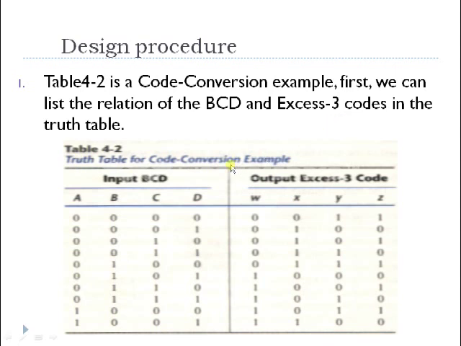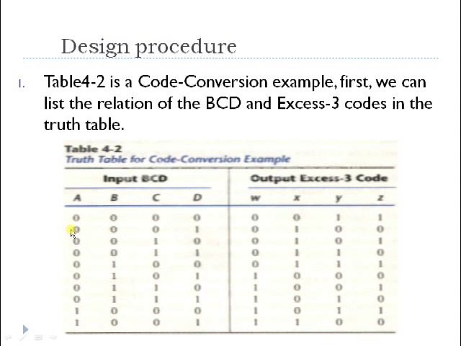Now let us draw the truth table here. A, B, C, D are inputs, and W, X, Y, Z are outputs. I am giving the input as a BCD value, and I'm getting the output as an X3 code. Here my first input is 0 0 0 0, therefore I'll get 0 0 1 1. Why? Because by adding 3 to this BCD input, you get the X3 code output.